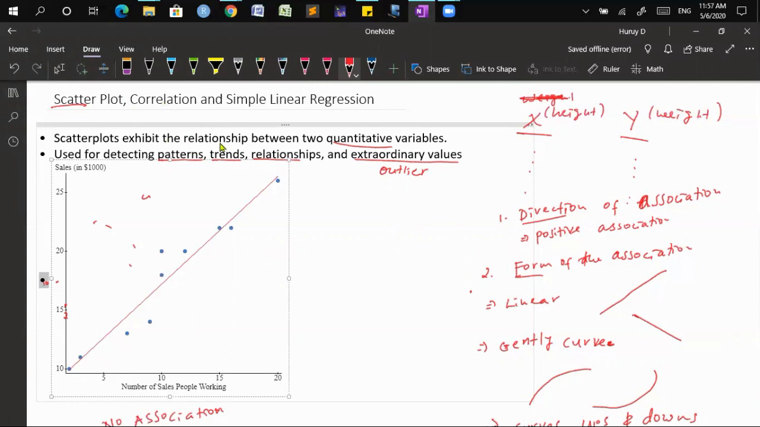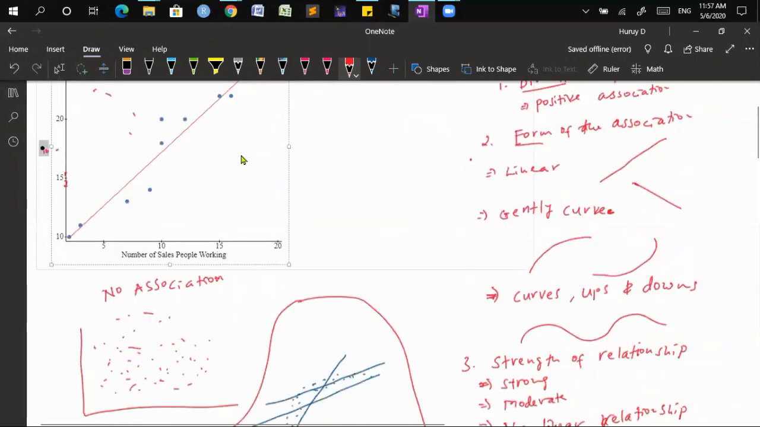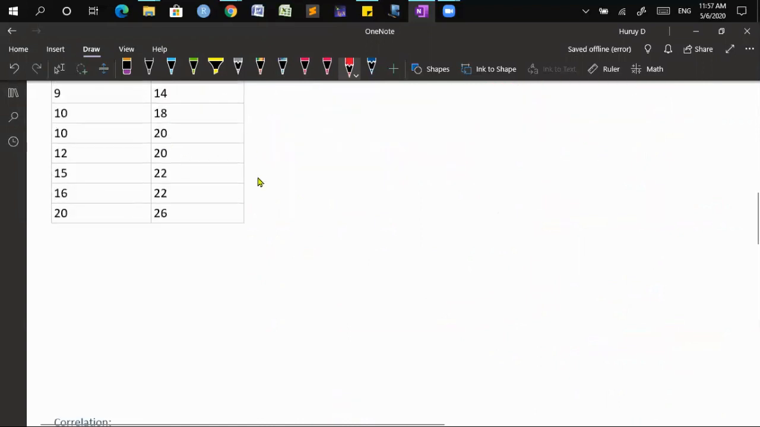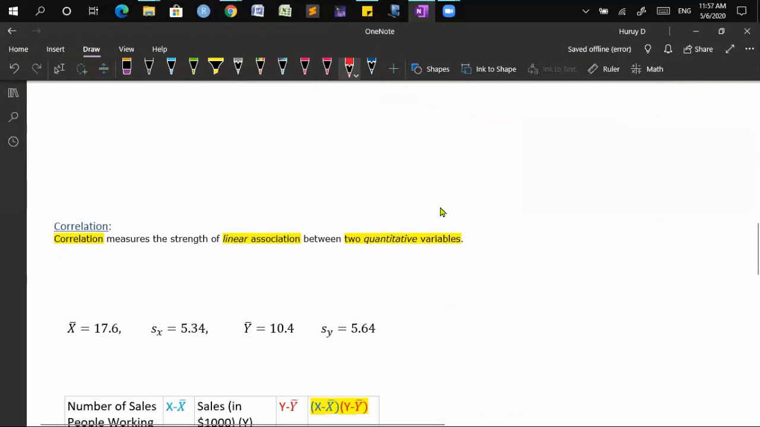So the scatter plot is just a visual information or a visualization of the data. And then to quantify the relationship, to put it numerically, we go to correlation. Now, this is the data. Now here we have correlation. Well, correlation measures the strength of linear association. Remember this, linear association between two quantitative variables.